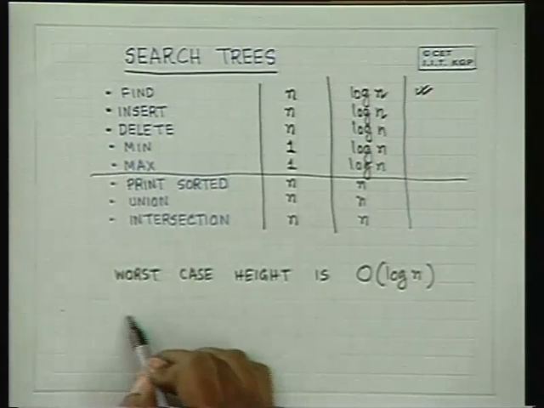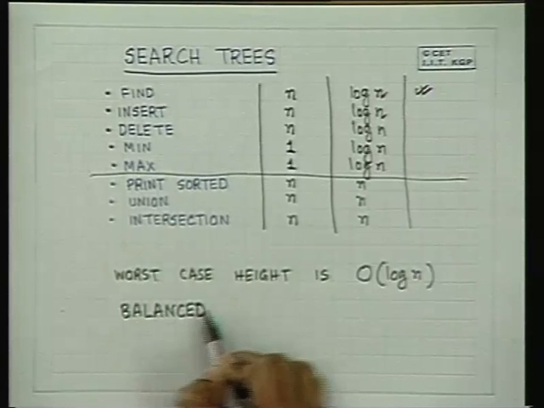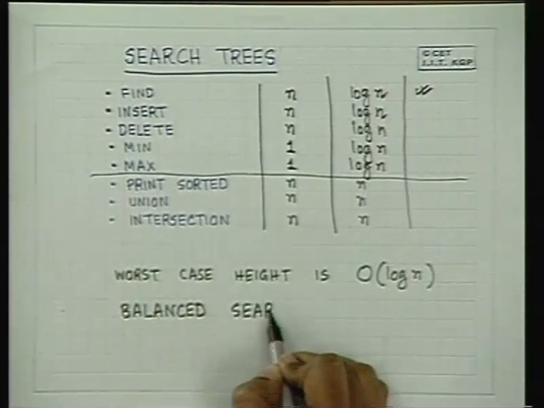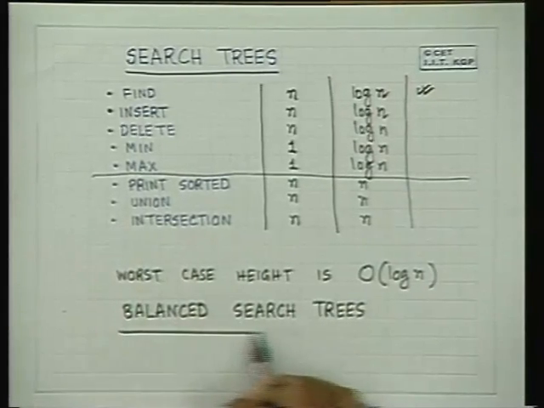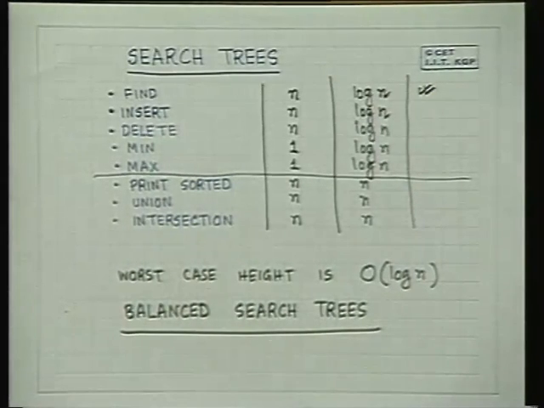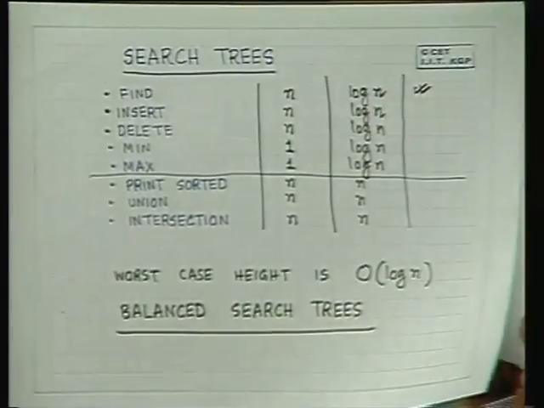Such search trees are called balanced search trees, and there are various such balanced search trees. There is not just a single type of a balanced search tree, there are various types of balanced search trees. You will hear of several types of balanced search tree data structures.